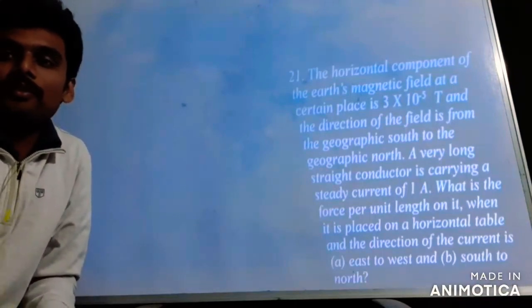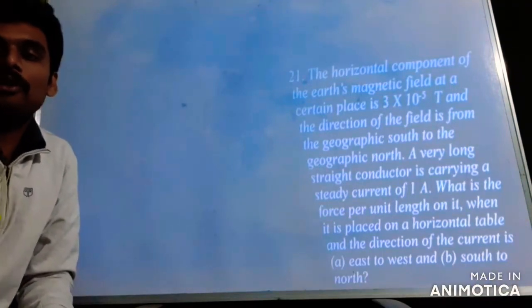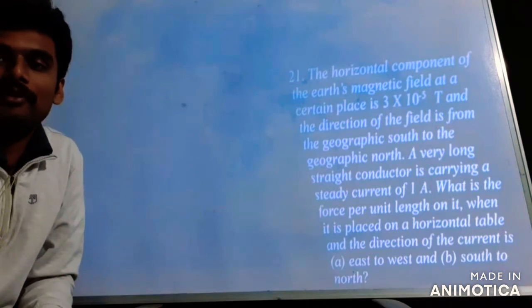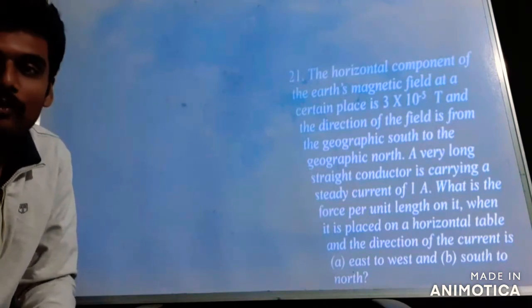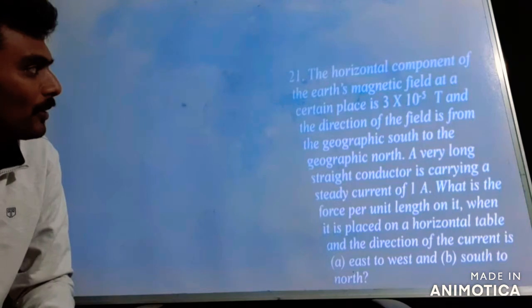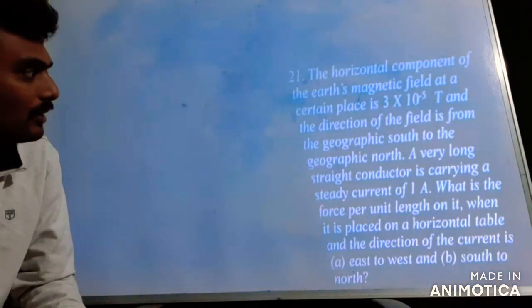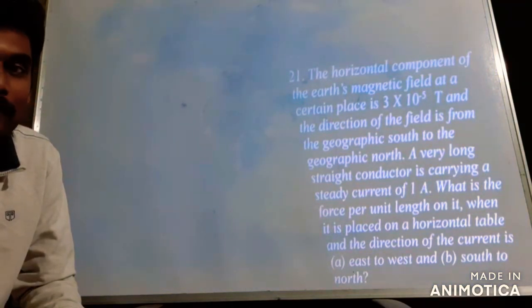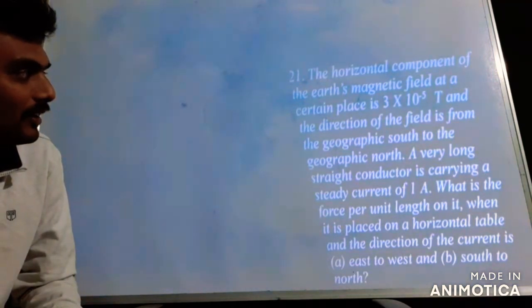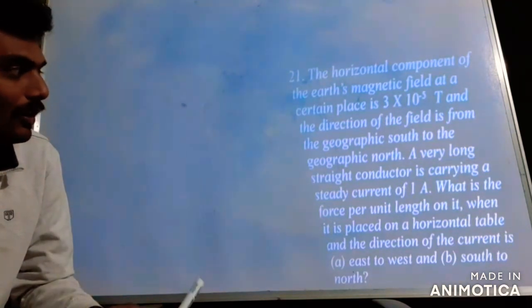Hello students, let us take a few more problems on moving charges and magnetism. Question number 21 is as follows. The horizontal component of Earth's magnetic field at a certain place is 3 into 10 to the power of minus 5 Tesla, and the direction of the field is from geographic south to the geographic north.